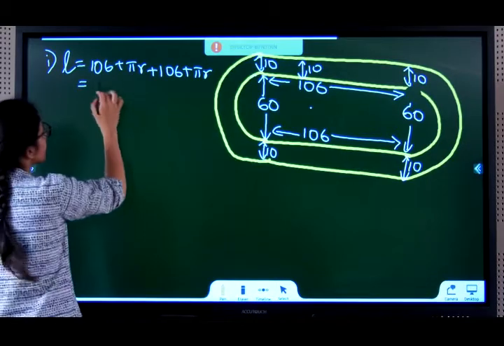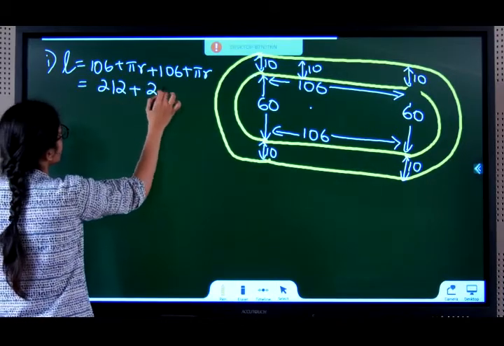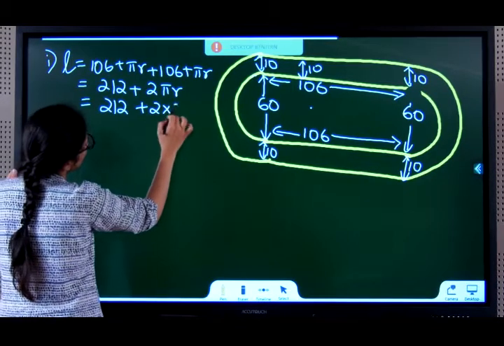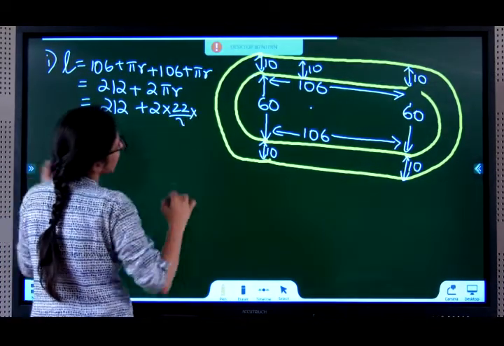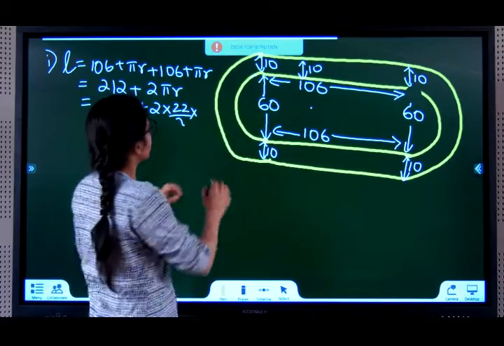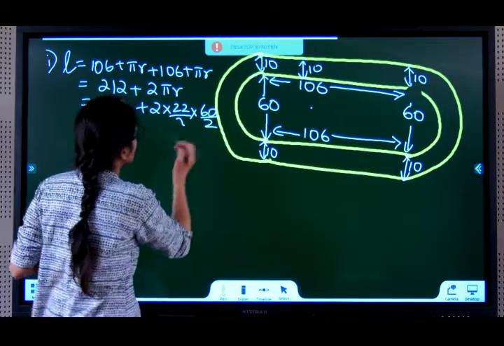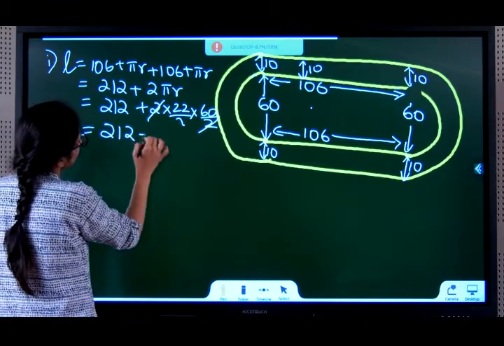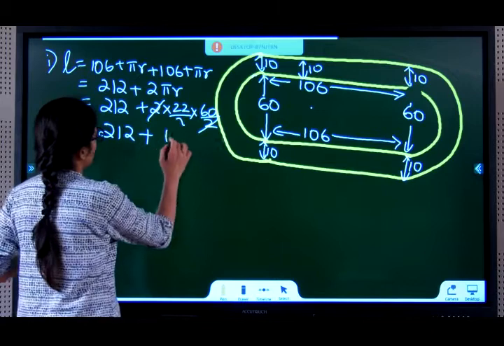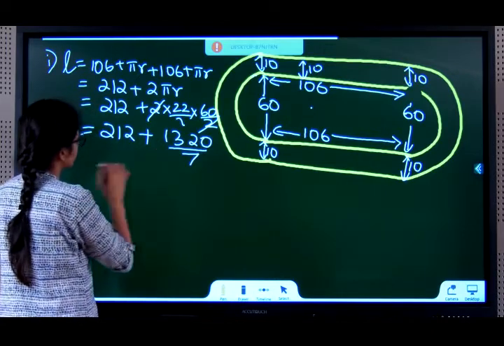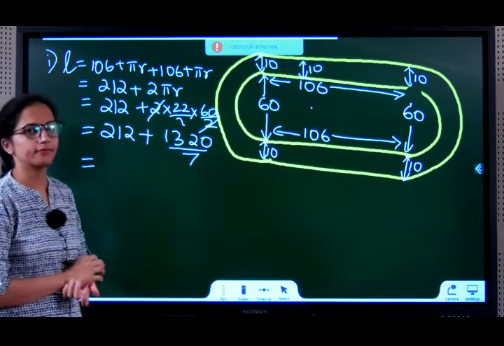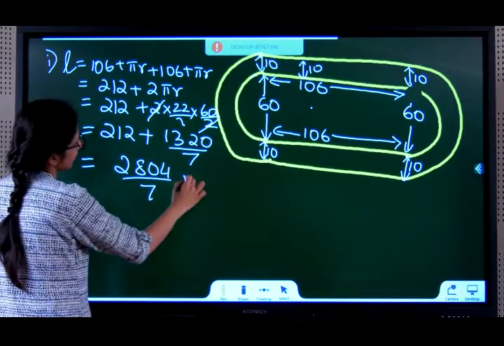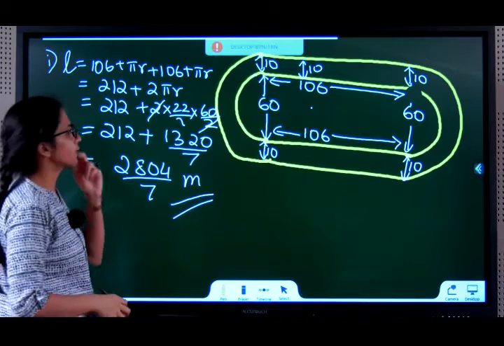106 and 106, 212 plus 2 pi r. 212 plus 2 into 22 by 7 into the radius. Diameter is 60. Radius is 60 by 2. 2 cancels. 212 plus 1320 by 7. Take LCM and we get 2804 by 7 meters. Now let's go for the area.